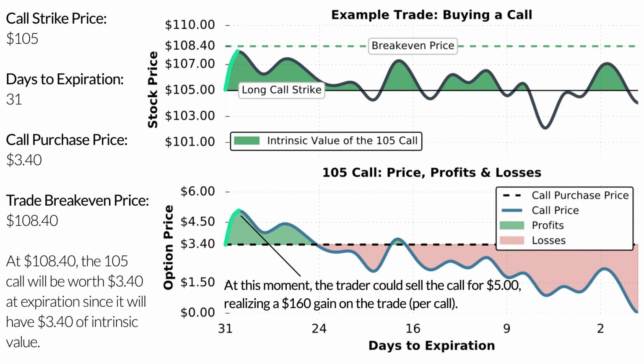At this time in the trade, if the trader wanted to exit this position for a profit of $160, all they would have to do is sell the call option for its current market price of $5, and by doing so, they would realize the profit of $160 per call contract.